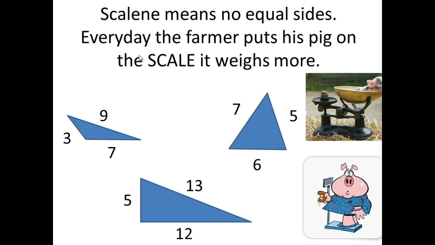Last one, this is probably the hardest one for most people. Scalene means none of the sides are equal. A way I tell people to remember, especially those who live in the city, is if you lived out on the farm and you put a pig on the scale, every day it would weigh a little more because pigs actually gain about 1.5 pounds every day. So since it weighs more every day, each time I put the pig on there, the number's different. So each side of the triangle is going to be a little bit different on a scalene triangle. Scale, scalene.